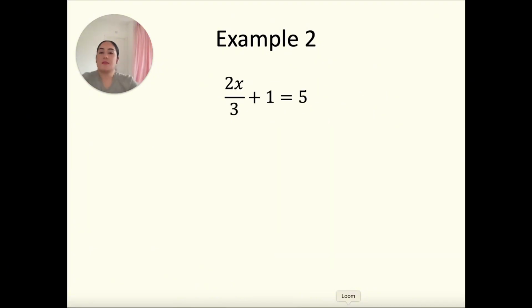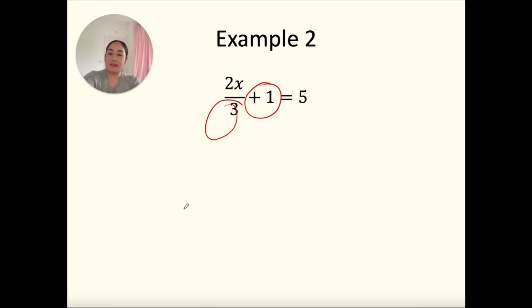Let's keep going. Let's look at another example. Now, solving algebra with fractions. Okay, so we have 2x over 3 plus 1 is equal to 5. So remember, what we're going to do is we want to isolate our variable. So first, we're going to move this, then we're going to deal with the 3.